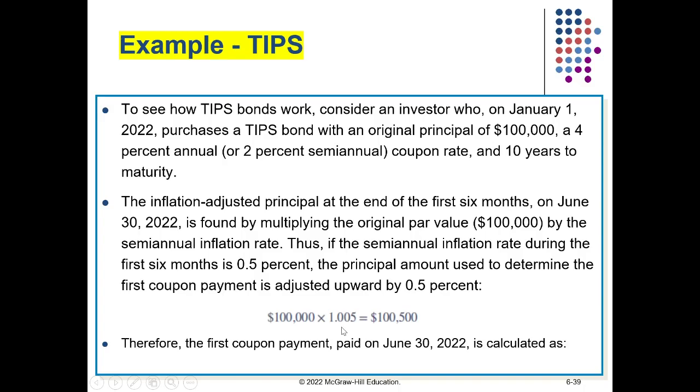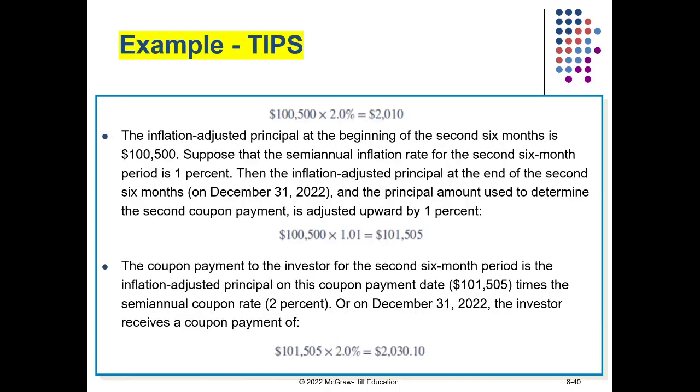So that's 1.005. Yeah, therefore, the first coupon payment paid on June 30th, 2022 is calculated as this adjusted face value times the coupon interest rate for semi-annual coupon interest payments, right? So 2%. Therefore, this is the first coupon payment for the first 6 months.